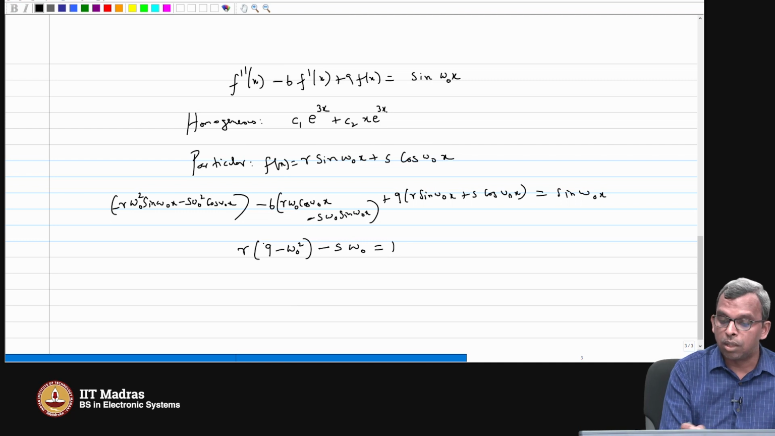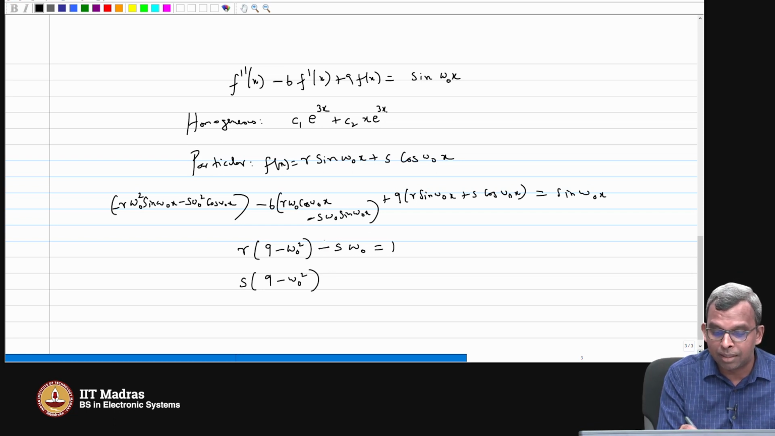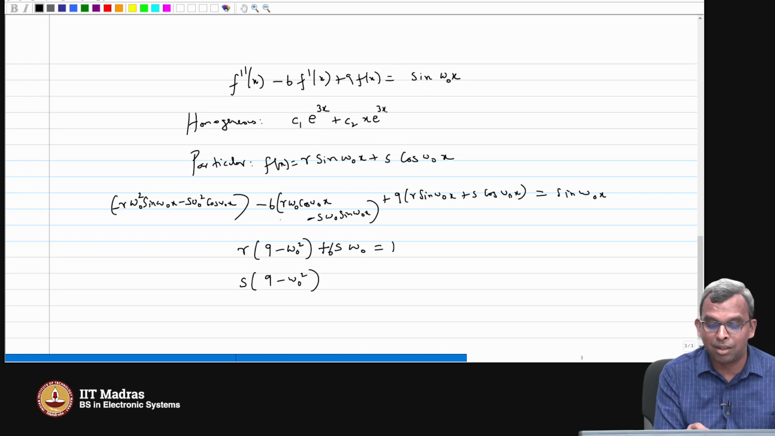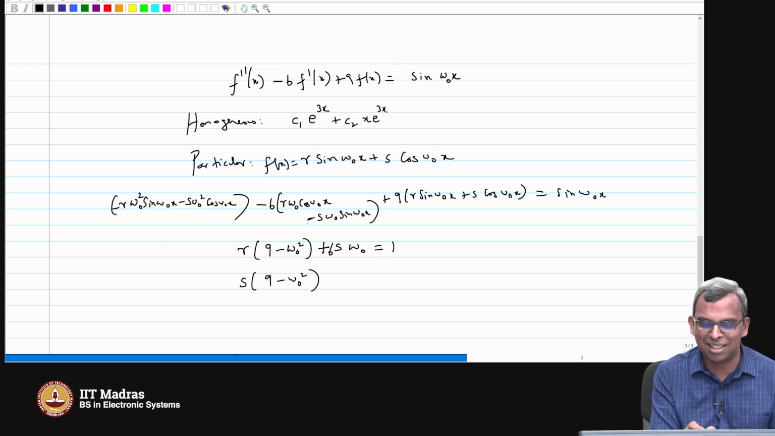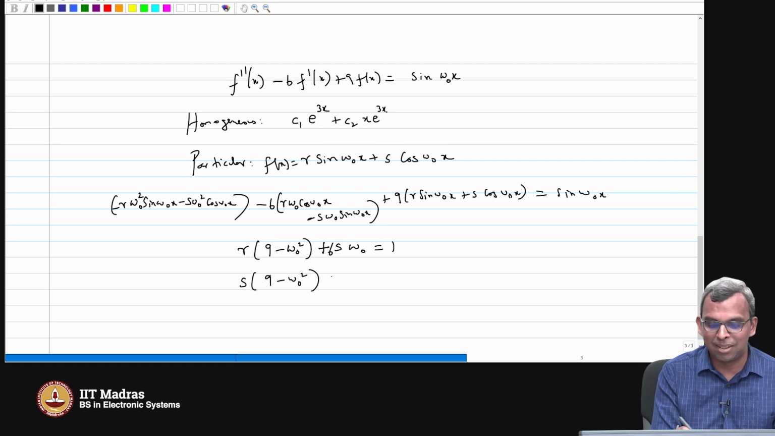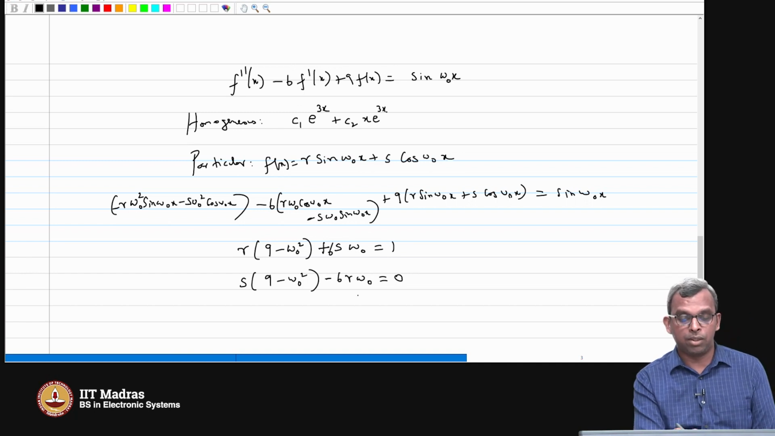And then what about the cos one? You have s times 9 minus omega naught squared. Oh, I forgot the 6 here. I'm sorry, plus 6. I just made a multiplication mistake here. Minus 6 needs to multiply this. So you get this here, minus 6 r omega naught, equal to 0. I hope these two are correct.